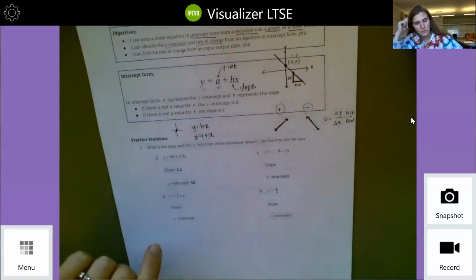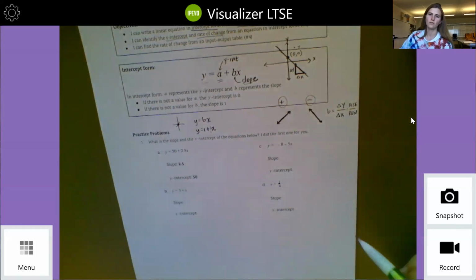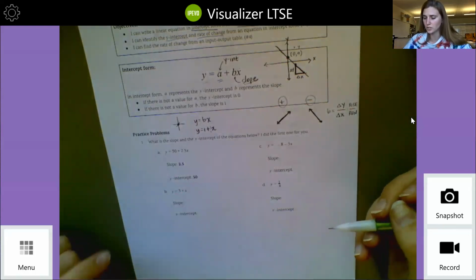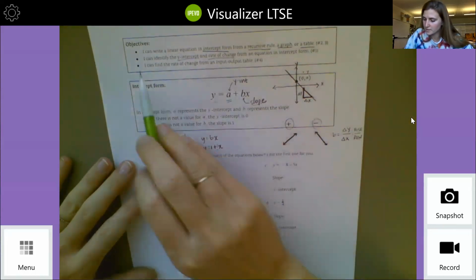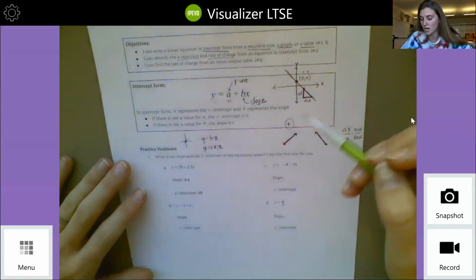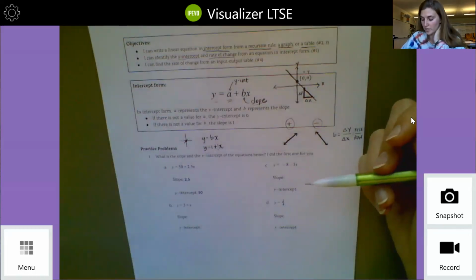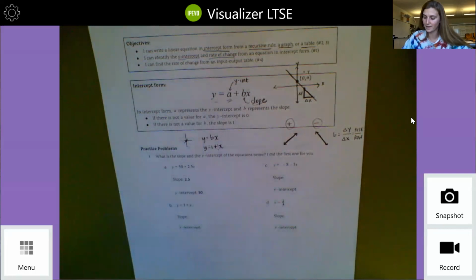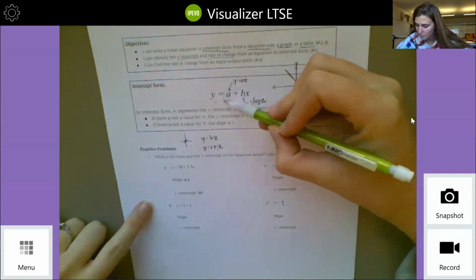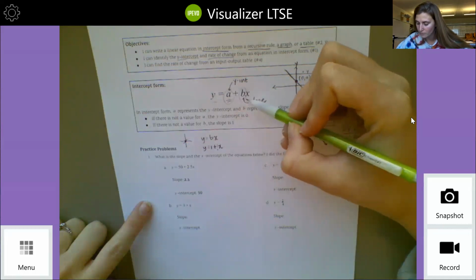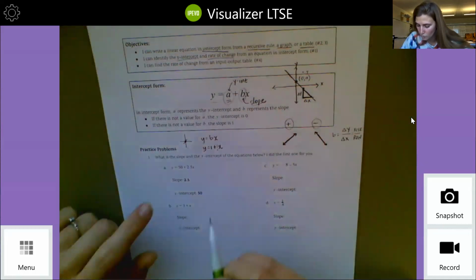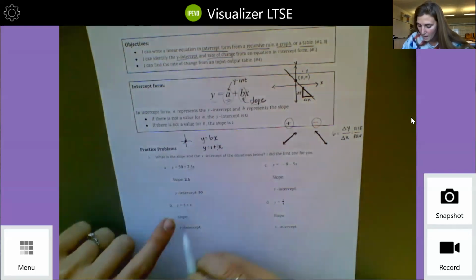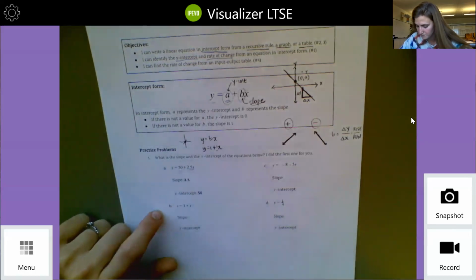Okay, let's look at number 1. We'll go through each of these. The first one I did for you, we're looking for the slope and the y-intercept from the equations. This is the second objective, identifying the y-intercept and rate of change from an equation in intercept form. So this first one, we have y equals 50 plus 2.5x. Again, this constant number is our y-intercept, and the coefficient of x is our slope. So the coefficient of x is positive 2.5, and then our y-intercept is 50.